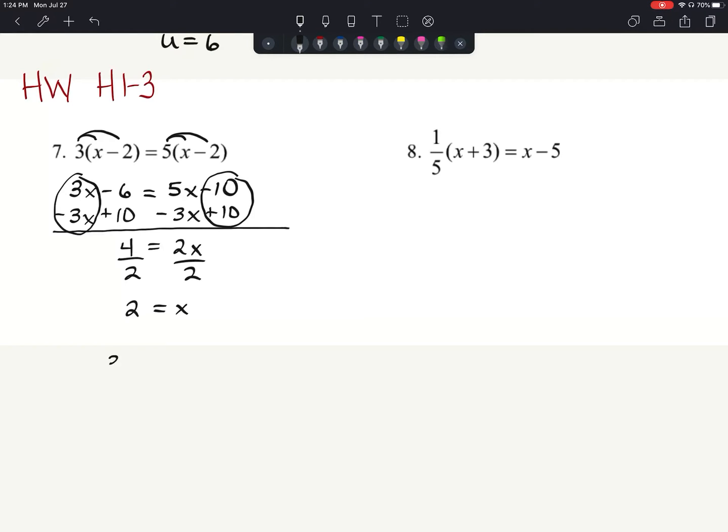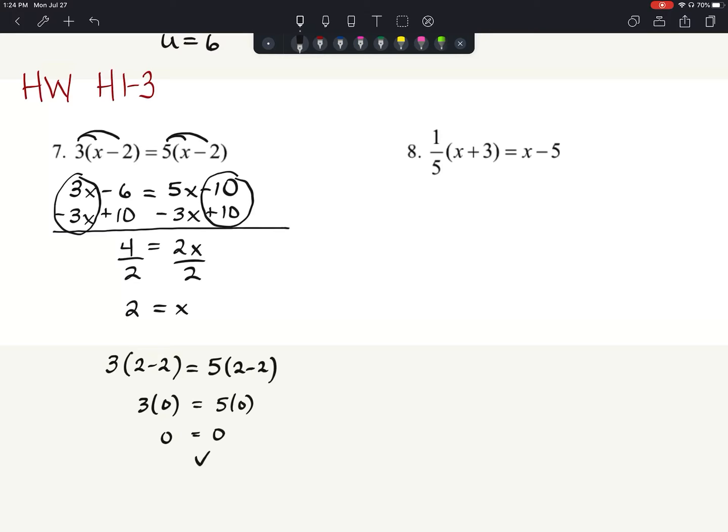Let's take it, plug it in, and check it. 3 times 2 minus 2 is equal to 5 times 2 minus 2. Well, 3 times 0 is 0, and 5 times 0 is 0, so we know that we are correct.